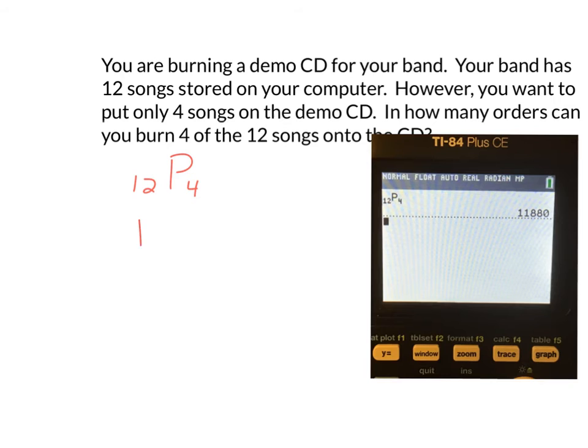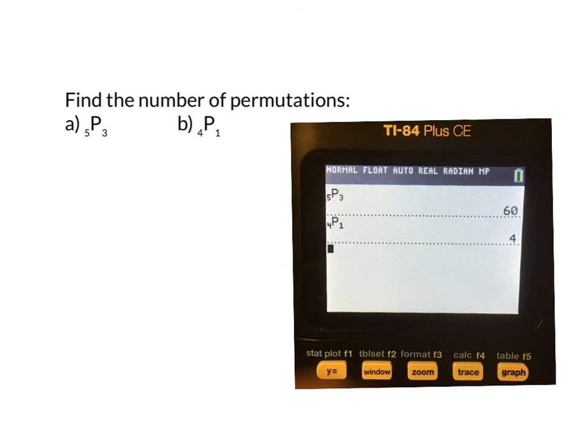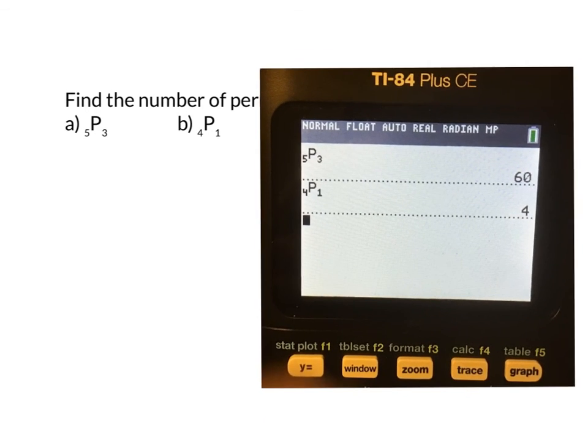And I will show you that in class tomorrow, exactly where that button is and how to use it. It's easier live than it is on a video, so I will show you that in class tomorrow for sure. Again, they're going to make you practice on your calculator tomorrow. The first one says 5P3, the second one says 4P1. I just took a picture of what your final answer is going to look like.